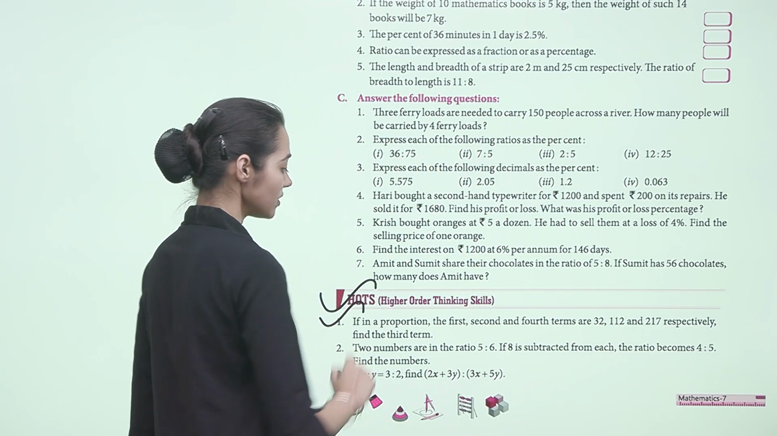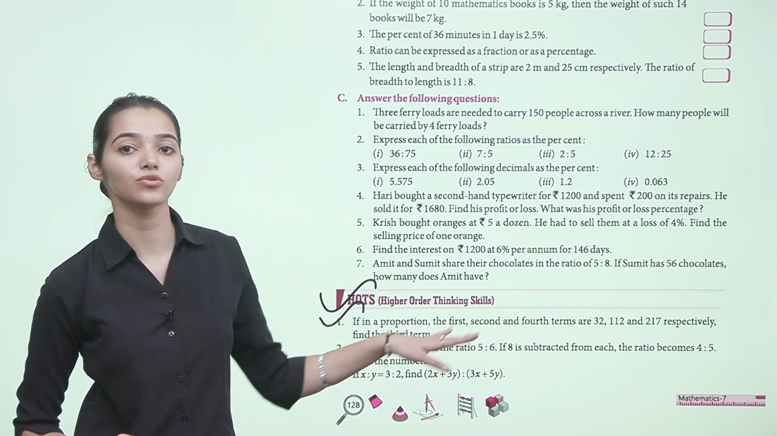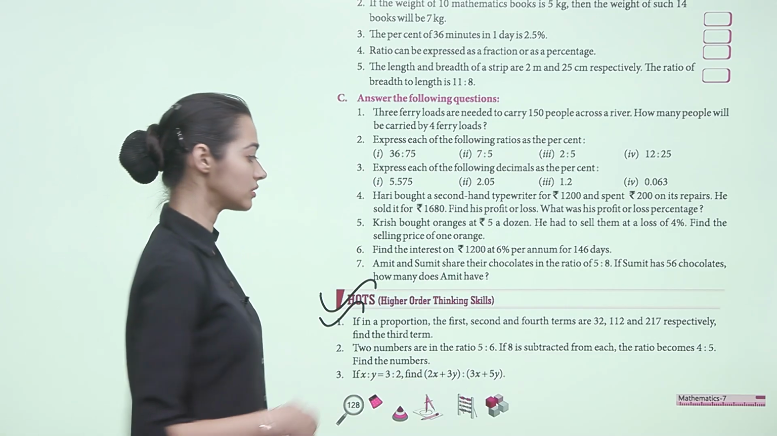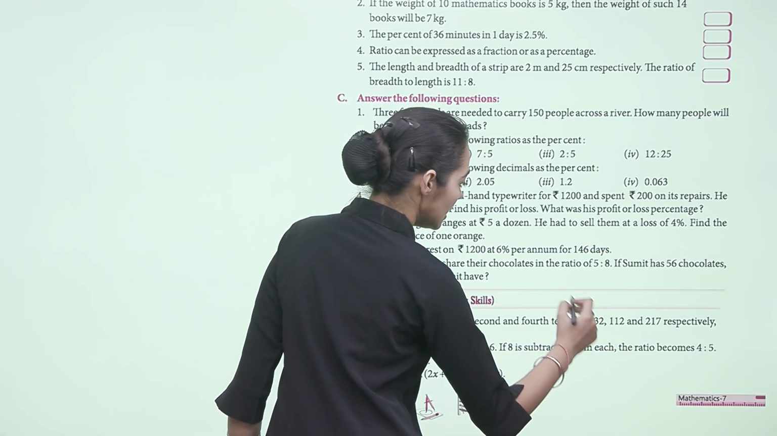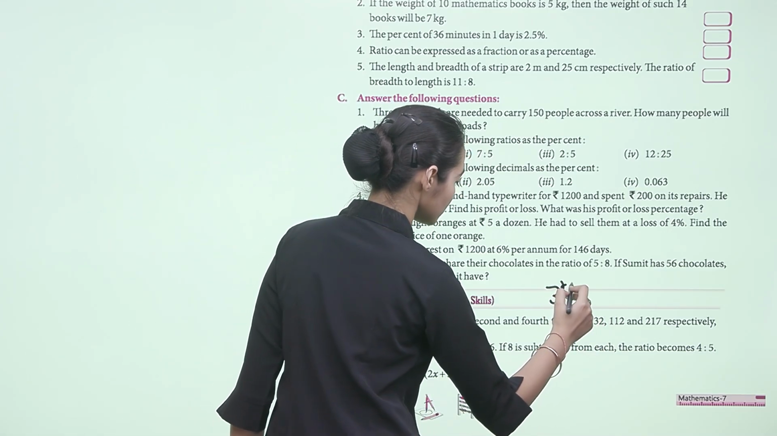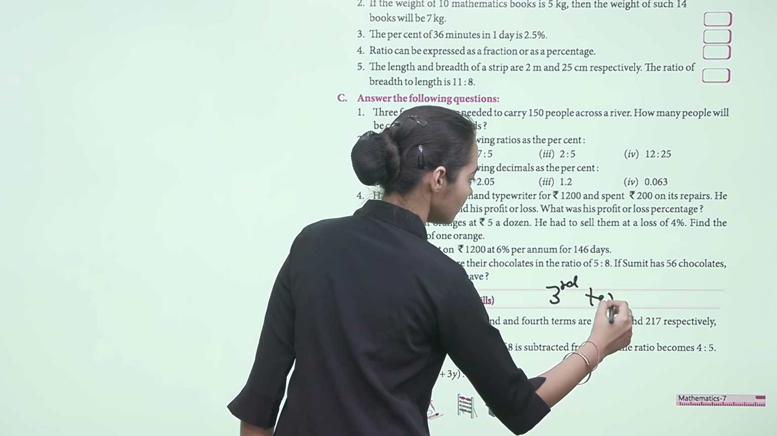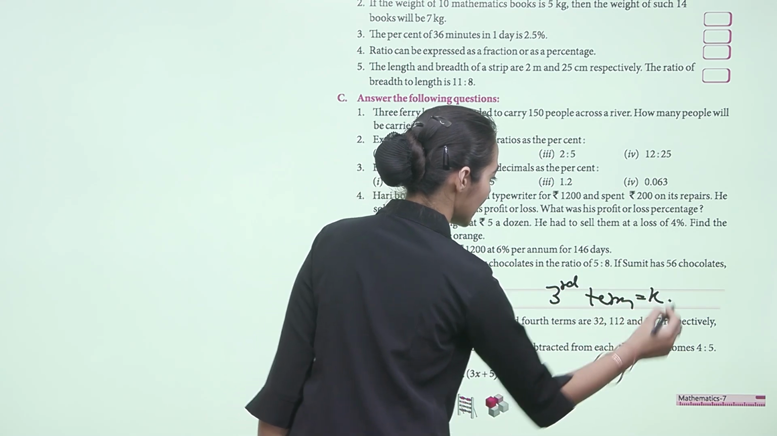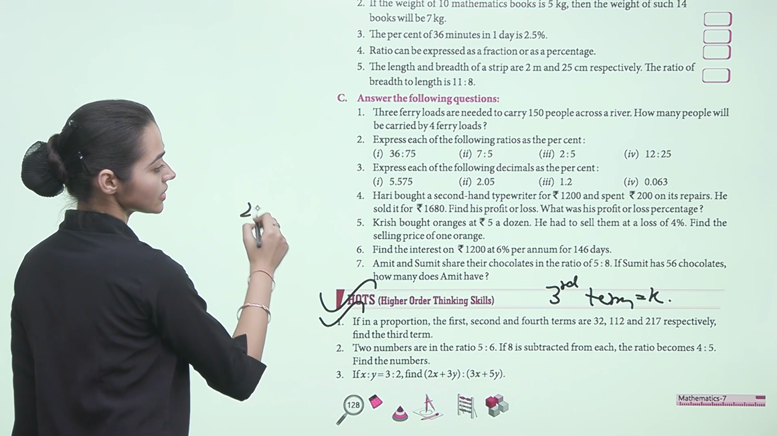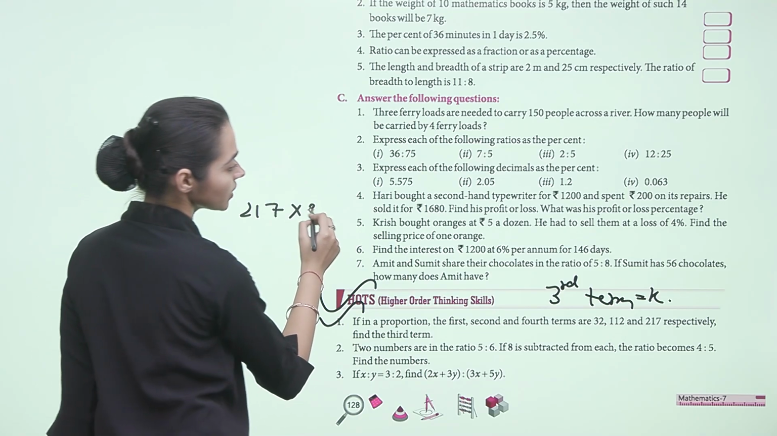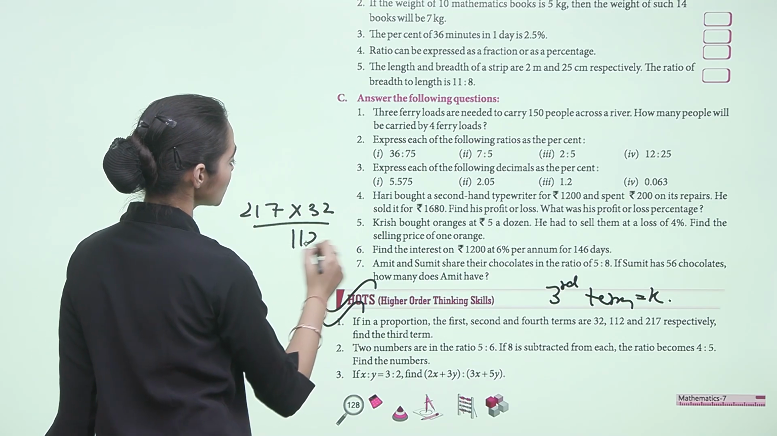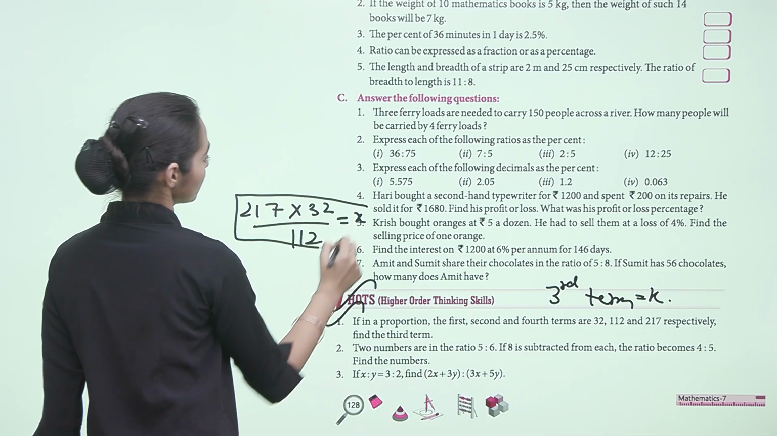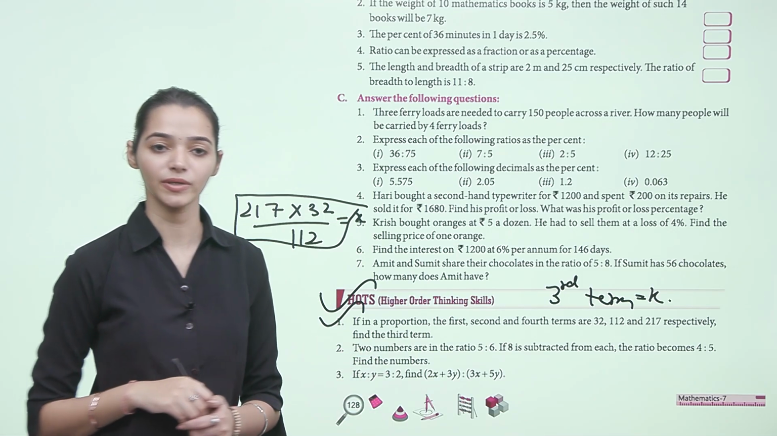Next is our HOTS question. If in a proportion the first, second and fourth terms are given, we have to find the third term. So how can we find the third term? Let the third term be x, then 217 into 32 by 112 is equal to x. That's how you can solve the remaining ones.